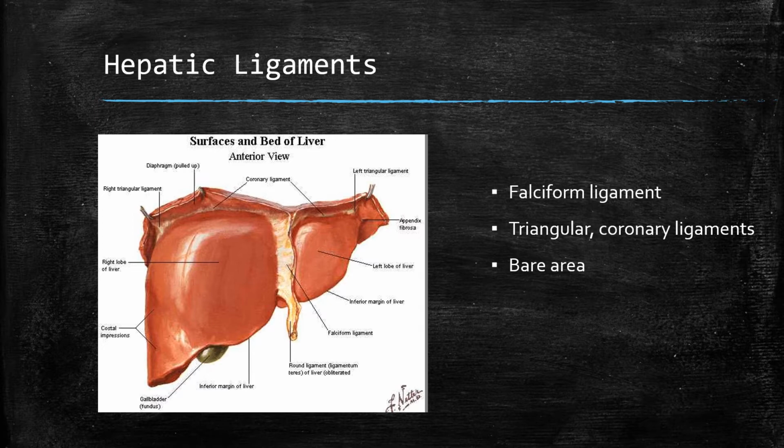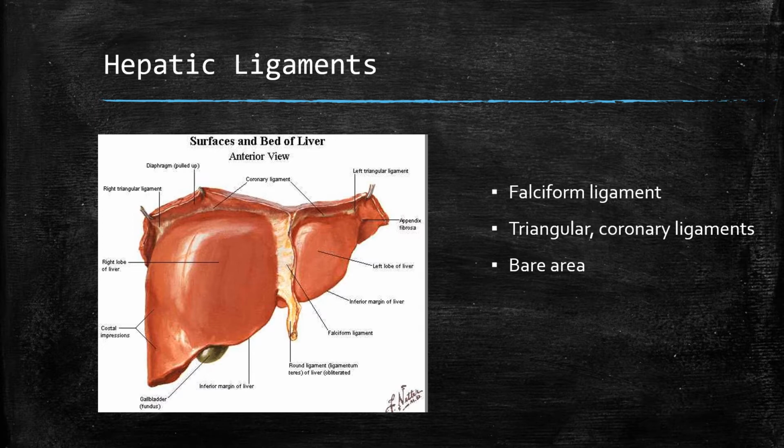The second ligament of interest to us is the coronary ligament. This ligament also attaches the liver to the diaphragm and contains an anterior and posterior leaf. The area between these two leaves is called the bare area of the liver and is centered around the vena cava and the hepatic veins.